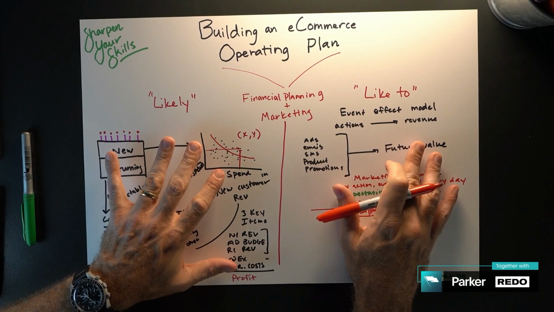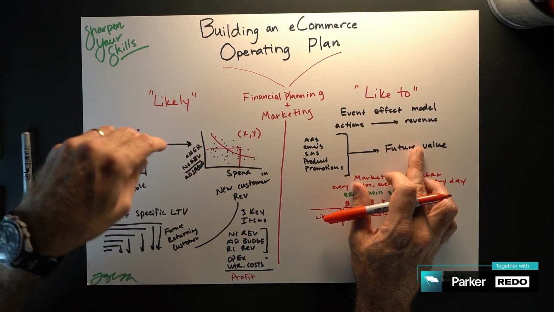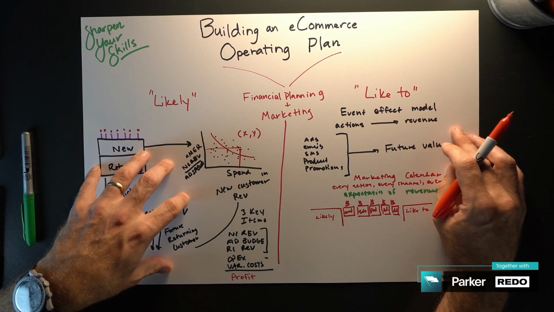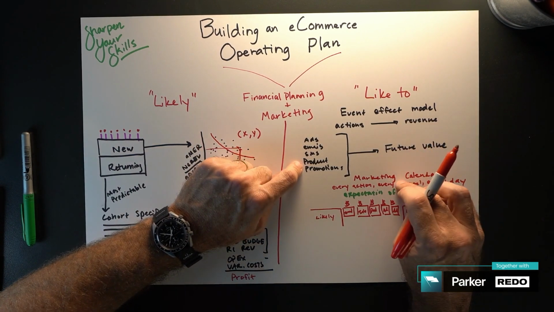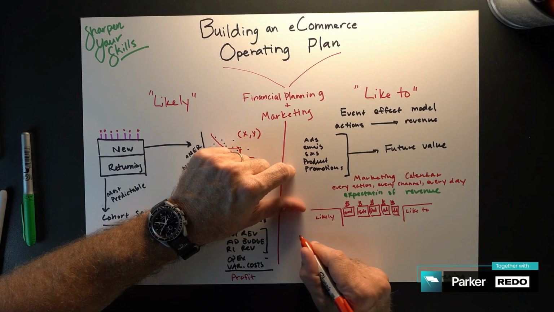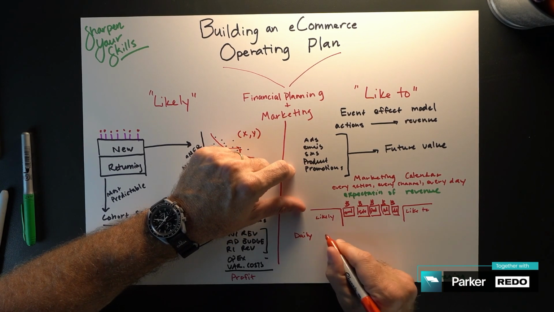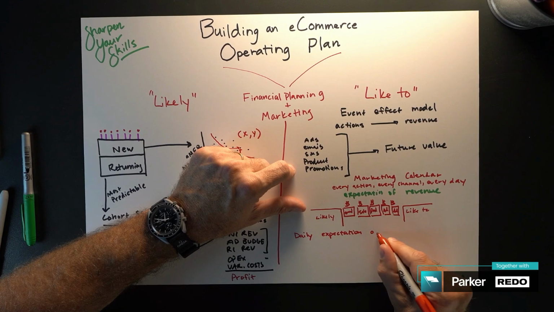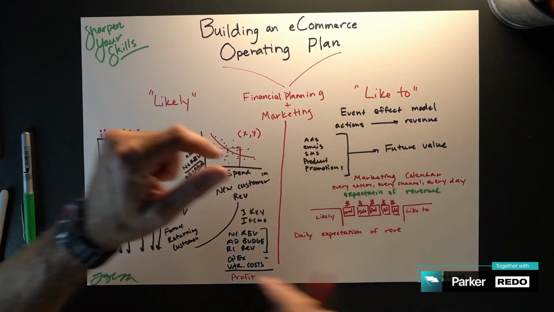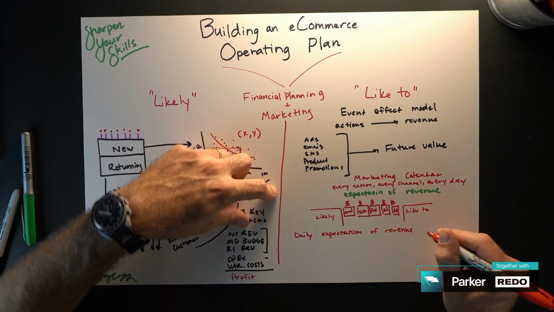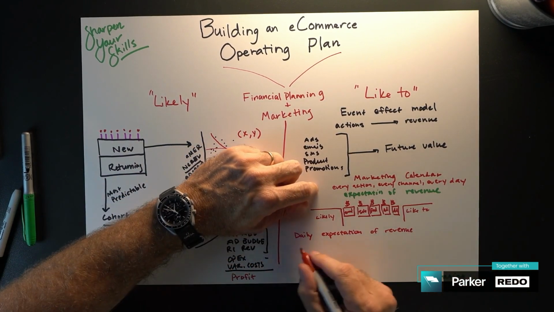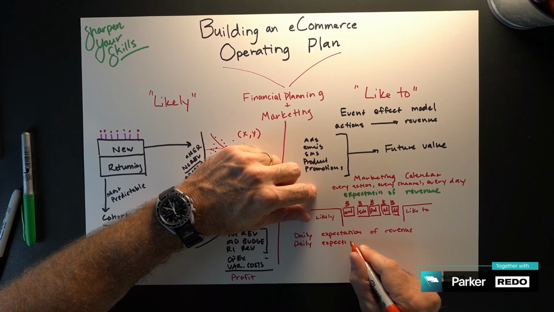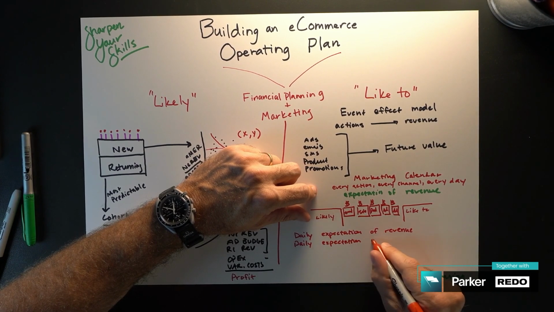The end result of this process: I get a monthly budget with an expectation of new and returning customer revenue, I then build my marketing calendar, and I assign a corresponding action to each of those events that affects my model. The output is I have a daily expectation of revenue, both new and returning, and I have a daily expectation of every action.